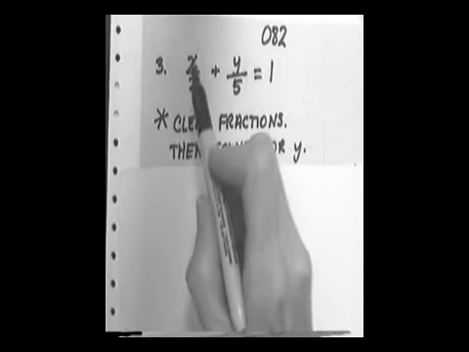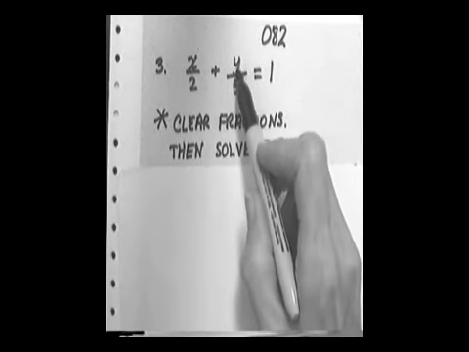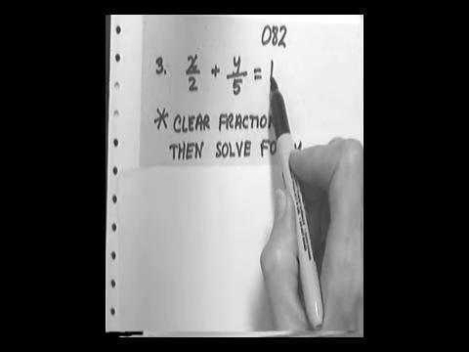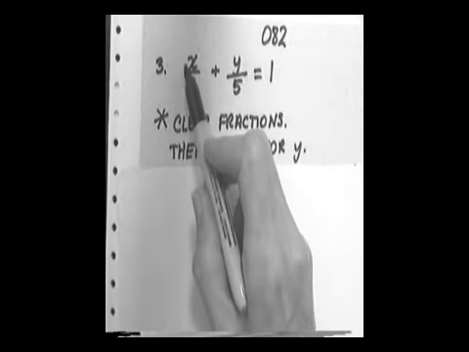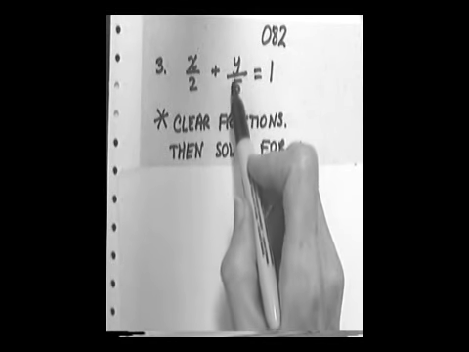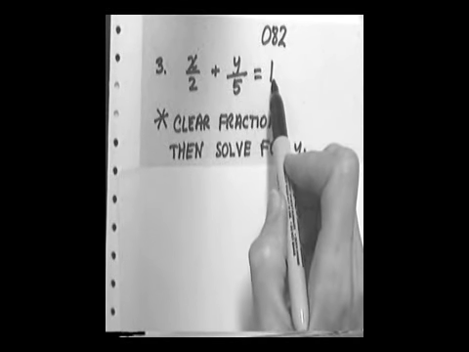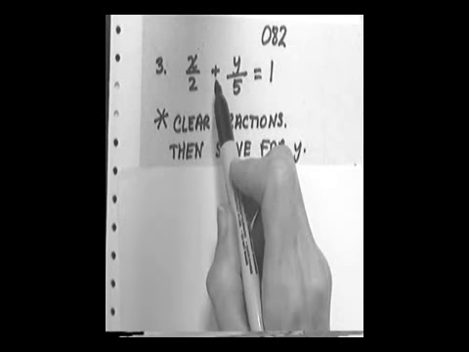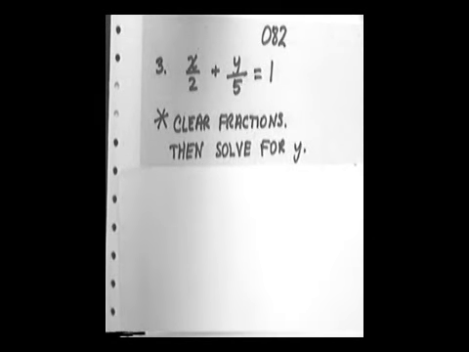Notice that this is a number times x plus a number times y equals a number. So the form of this equation is ax plus by equals c. 1/2 x plus 1/5 y equals 1. And so we would solve this equation for y as we did in the preceding example. Well, let's clear these fractions.